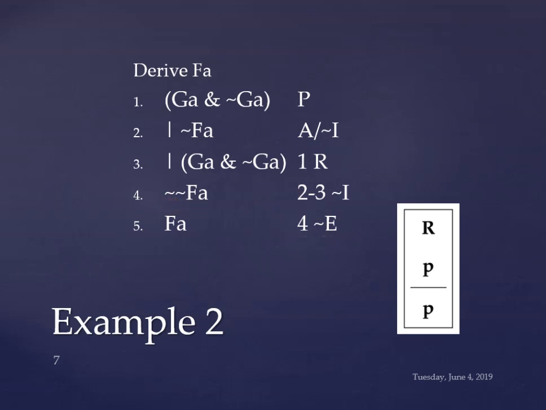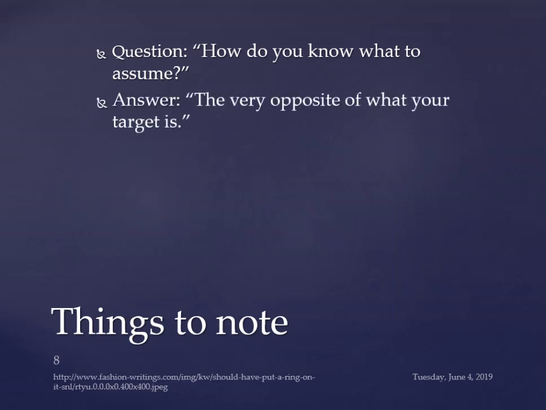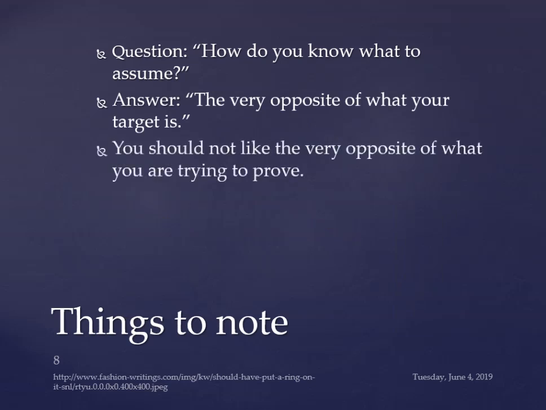Okay, so everything does follow from a contradiction, because you can assume whatever it is that you like for reductio. And we'll talk a little more about what it means to assume something for reductio in the next lecture. Now, the big question with this rule is just how do you know what to assume? And the answer, like I just said, is that it's the very opposite of what your target is.